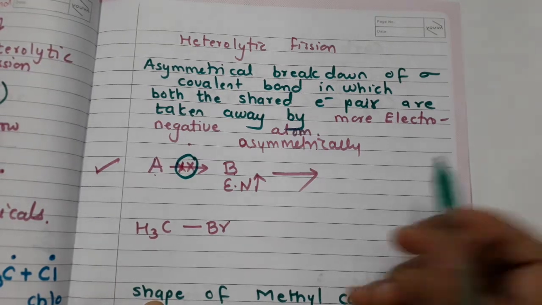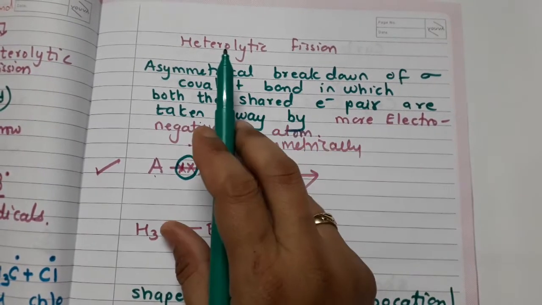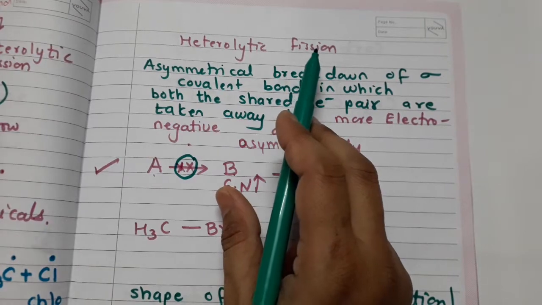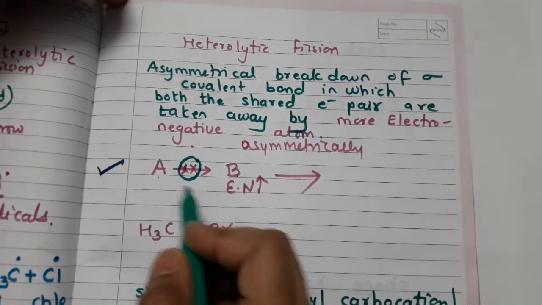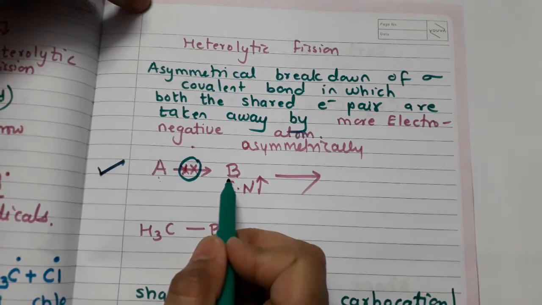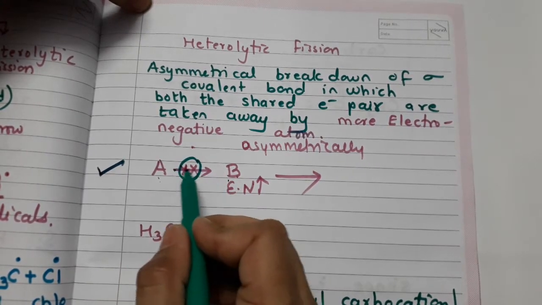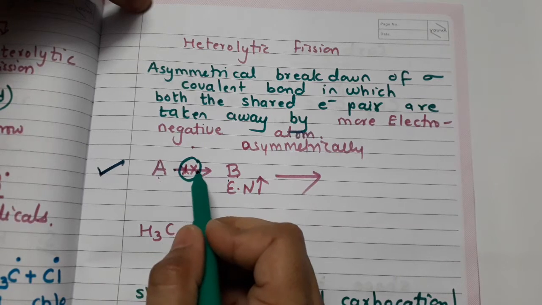Hello students, in this video we will study what is the meaning of heterolytic fission. In order to understand this, please look at this particular example. We have a molecule A-B, and there is a single bond between them, meaning 2 electrons are there.